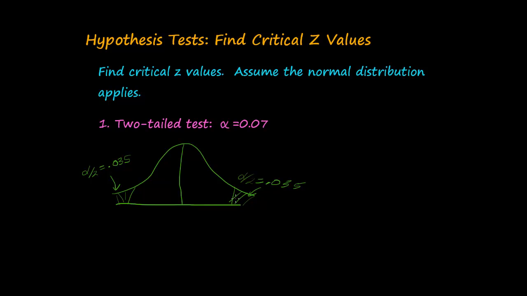So recall that we find z-values using our TI-83/84 technology using the function inverse norm. And what we put in inverse norm is area to the left. So in this case, to find this critical value here, inverse norm is 0.035. The area to the left is 0.035.